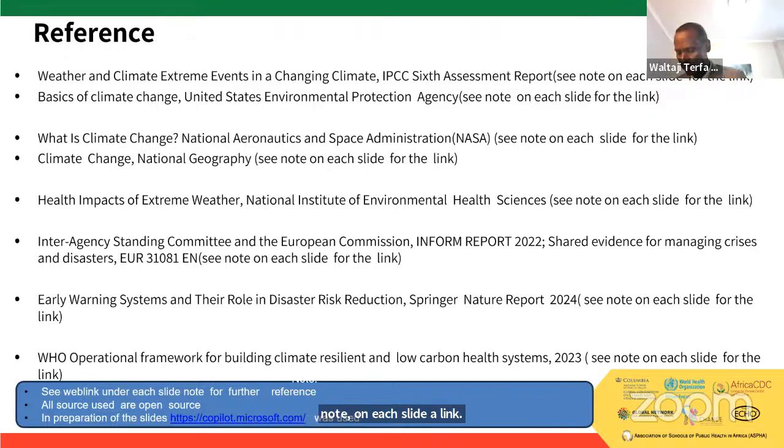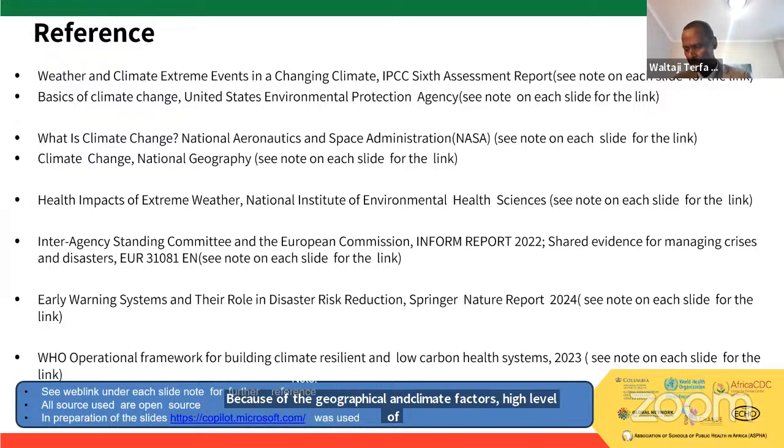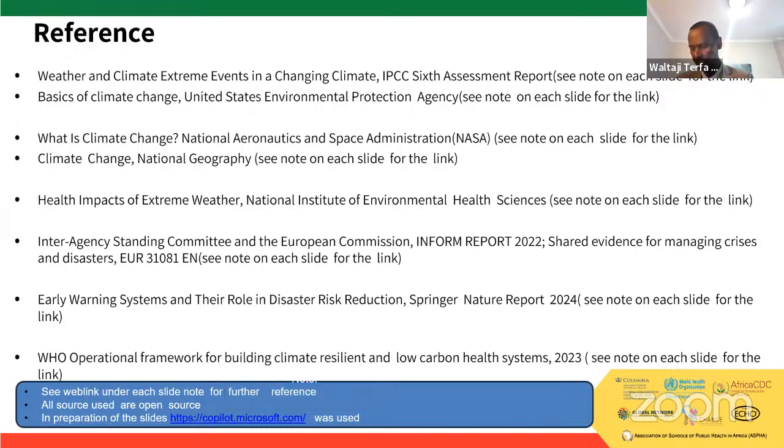Finally, I will conclude my presentation with why Africa is particularly vulnerable to extreme weather events. I think my colleagues are going to be working on this issue. It is because of the geographical and climate factors, high levels of poverty, dependency on rain-fed agriculture, limited adaptive capacity, poor infrastructure, governance problems and preparedness, and also because of climate change. Africa is most vulnerable to extreme weather events.